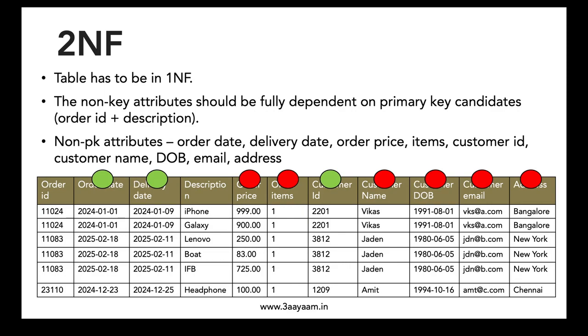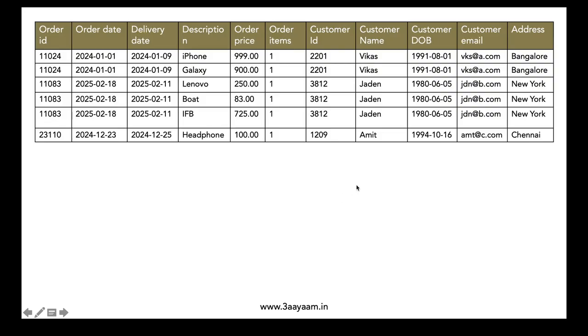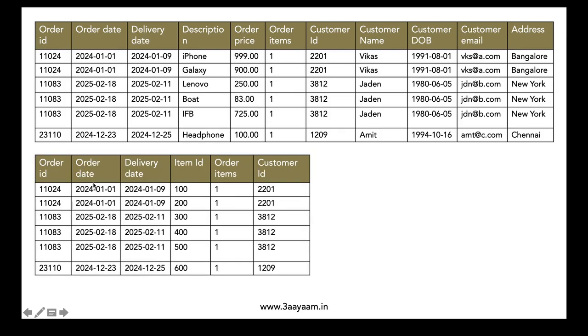Let's go ahead and do that. So we know that this is our data, this is our table which is in first normal form. So what will I do? Let's take the order price and order items. Let's break these because they are related to the item description or order description rather. So the order table, it seems like, would contain order ID, order date, delivery date, description and customer ID, because now if you take these columns and create a new table, order date, delivery date, order items and customer ID, all of them would be fully dependent on the order ID and order description.